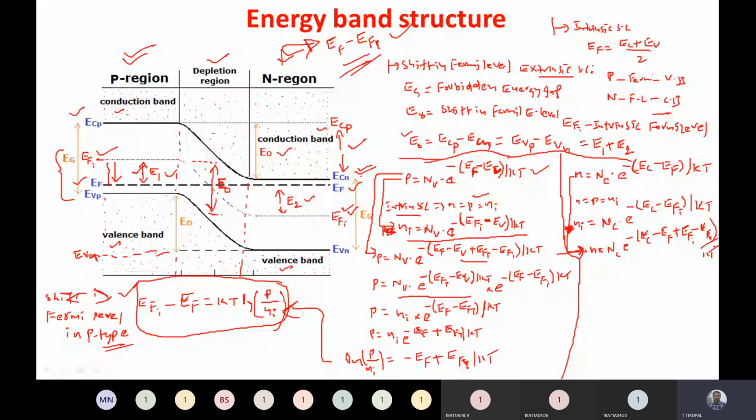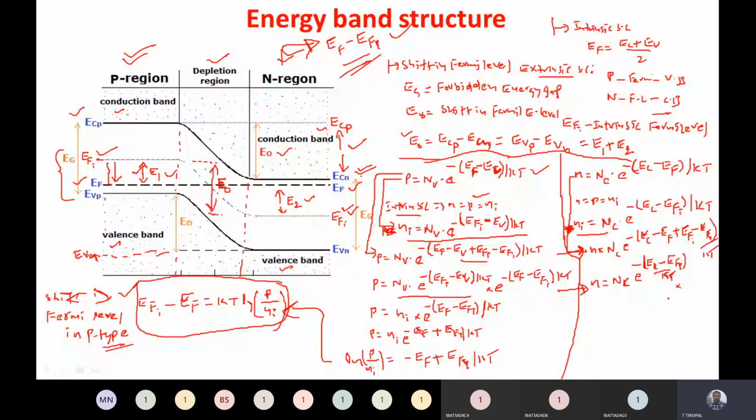The same similar thing what we did here. What is the equation? n is equal to Nc split into two parts, because we need to represent Ni here. So e power minus of Ec minus EFI divided by KT is one equation.